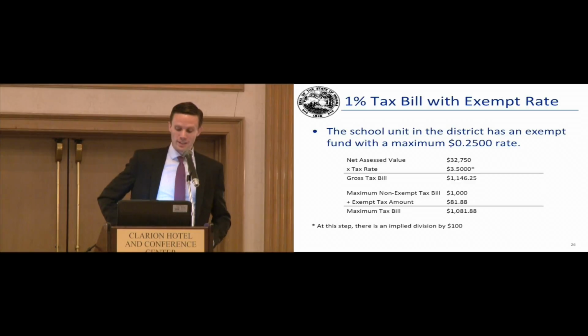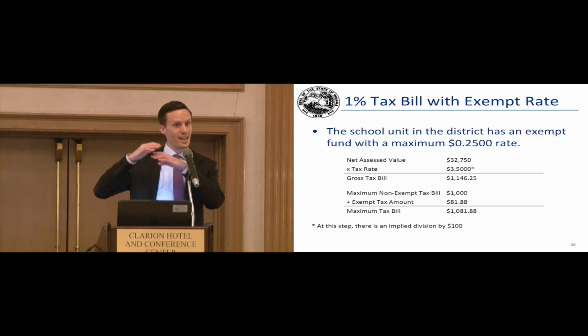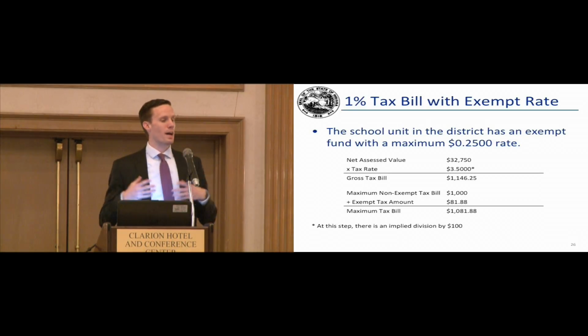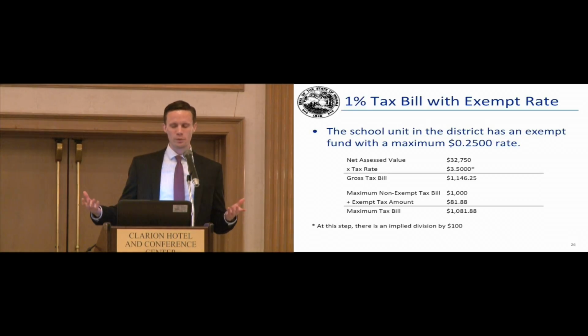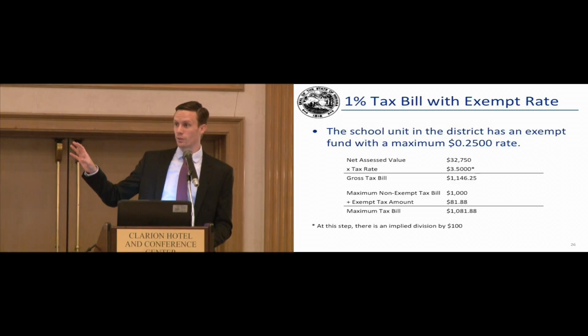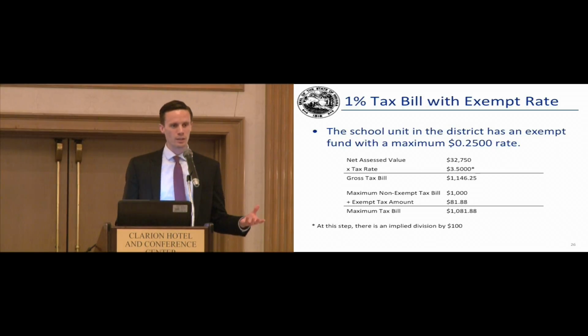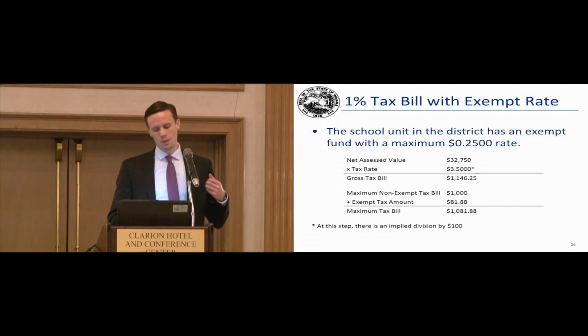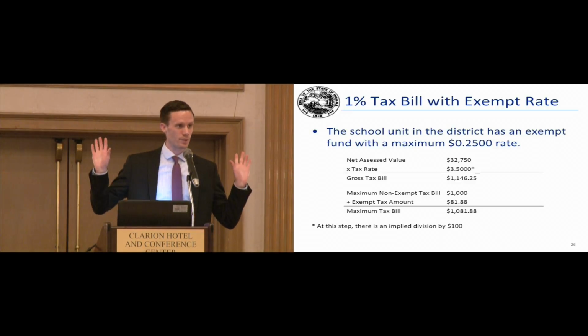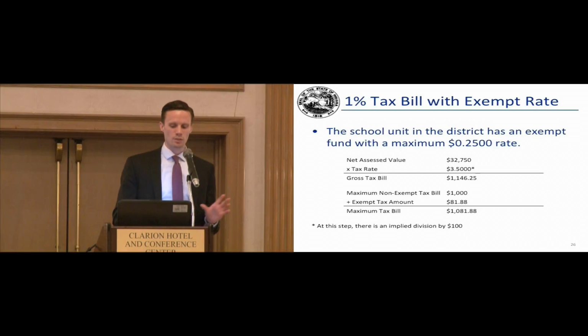Another way that you can think about it is if you wanted to just take the total rate and not worry about whether it was exempt or not exempt to figure out what the maximum amount could be. That's what we did before. That's taking the $32,750 net assessed value multiplied by the $3.50 tax rate for that taxing district, and you arrive at a gross tax bill. And then we can identify what the maximum tax bill should be for that taxpayer. We already know that it was going to be $1,000 if everything else was equal, because they had $100,000 in gross assessed value multiplied by 1%.